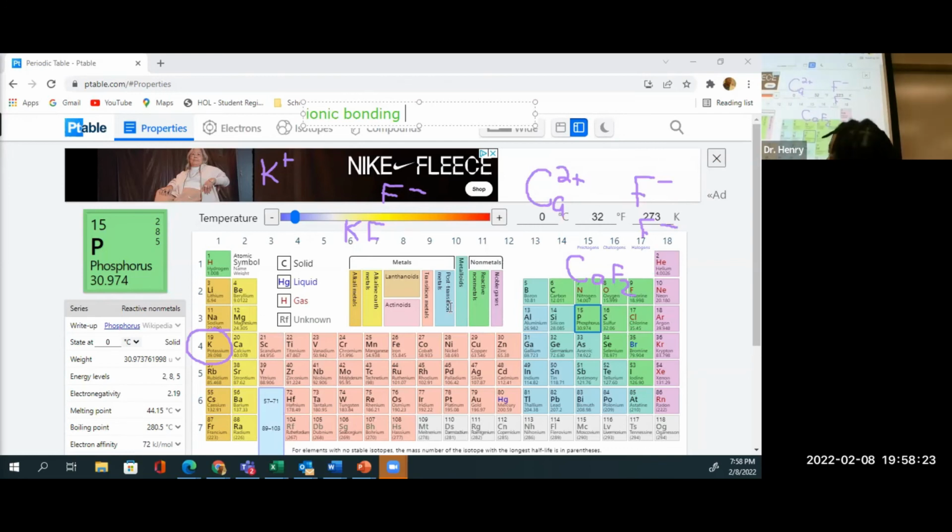The metals are over here, the non-metals are over here. So you take from these guys, but if he's your neighbor, you're going to share. Now, sharing electrons is called covalent bonding.